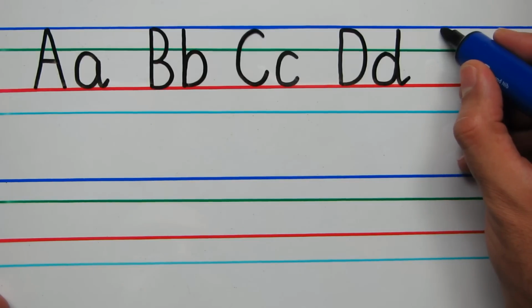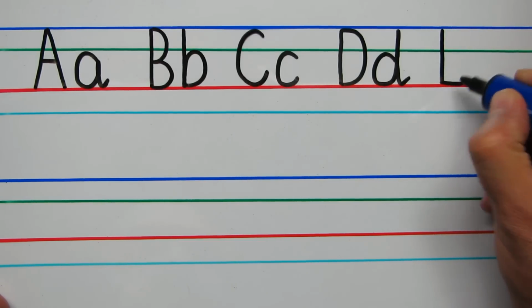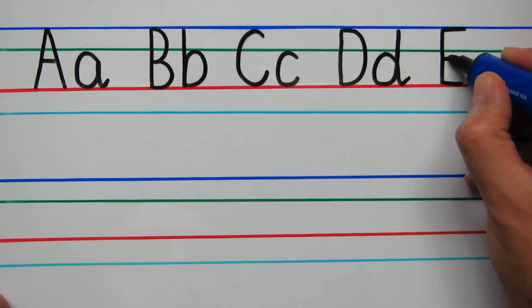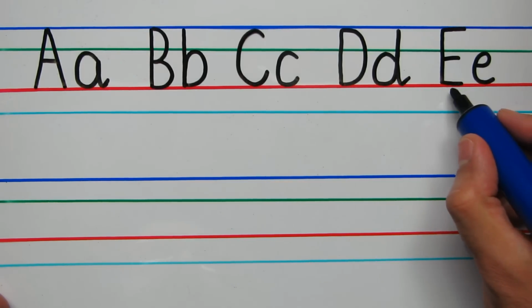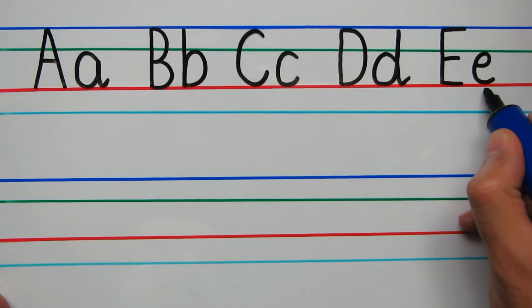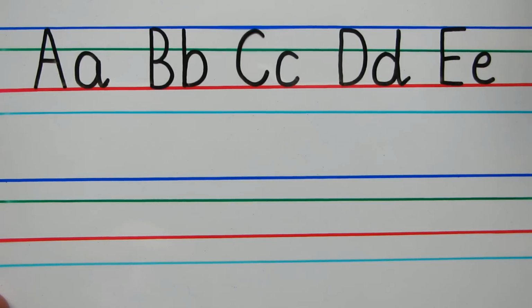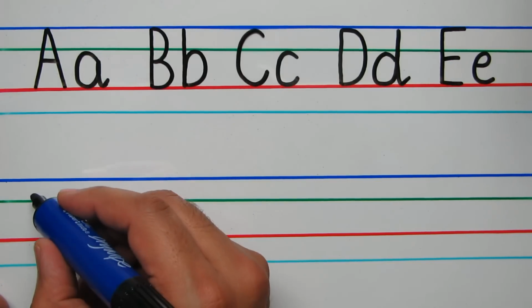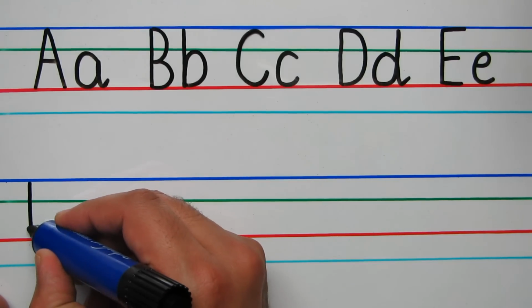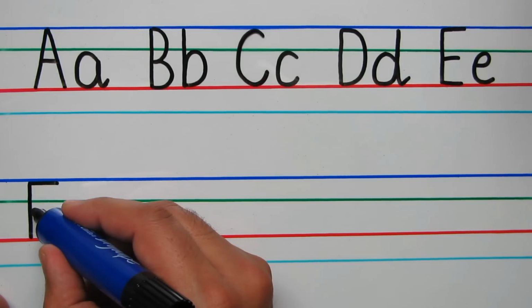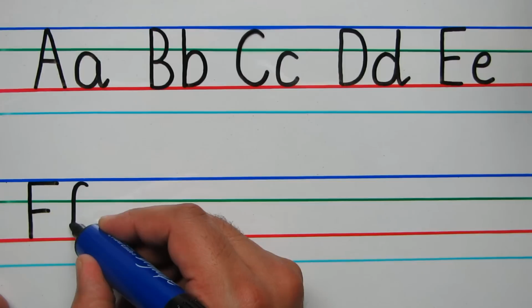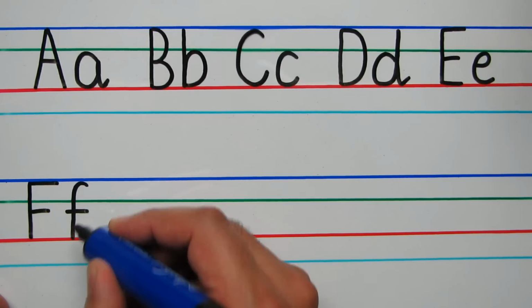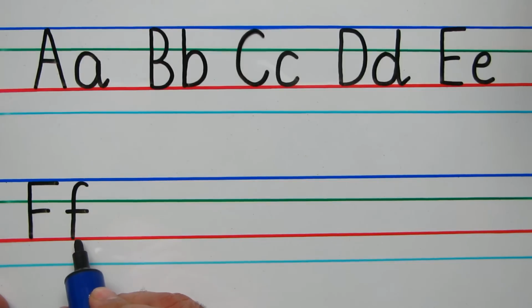Capital E. Lowercase e. Capital E, lowercase e. Now we're going to look at the letter F. Capital F. And lowercase f. Capital F, lowercase f.